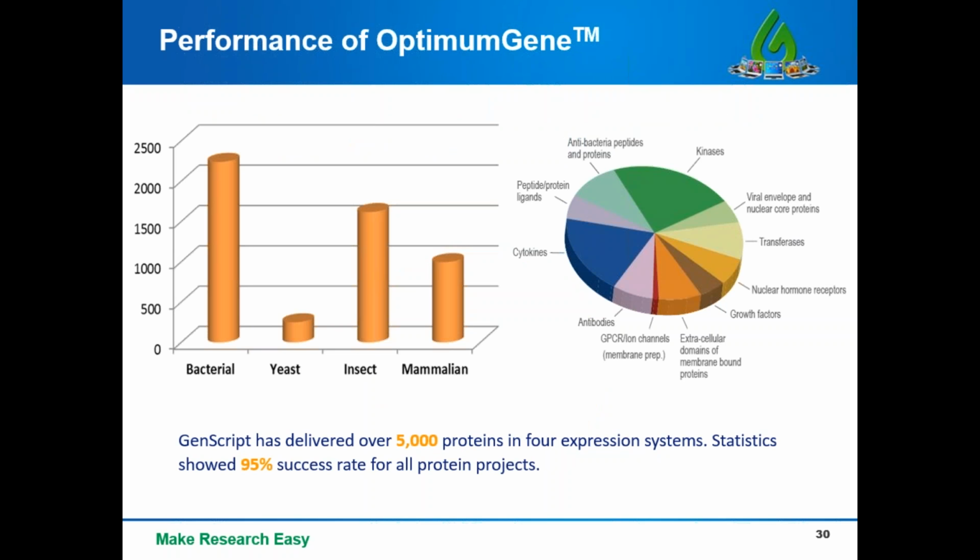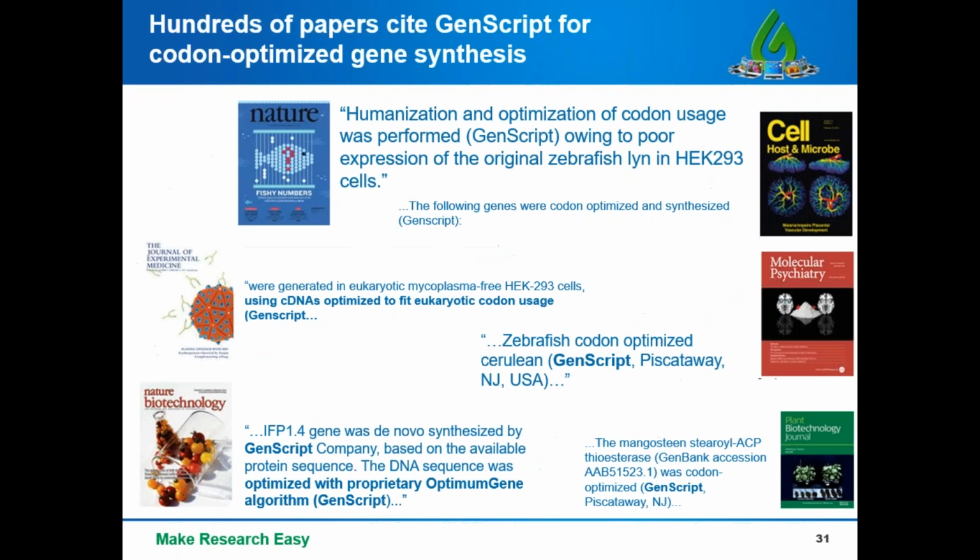Also, GenScript has delivered over 5,000 proteins in 4 expression systems, and statistics show that there's a 95% success rate for all of these protein projects. So not only do you have an optimization tool that considers all these multiple variables, but it's also a proven effective tool for increasing or optimizing your gene expression. All these facts, and as you can see here, we have hundreds of papers that cite GenScript for our codon-optimized gene synthesis results.